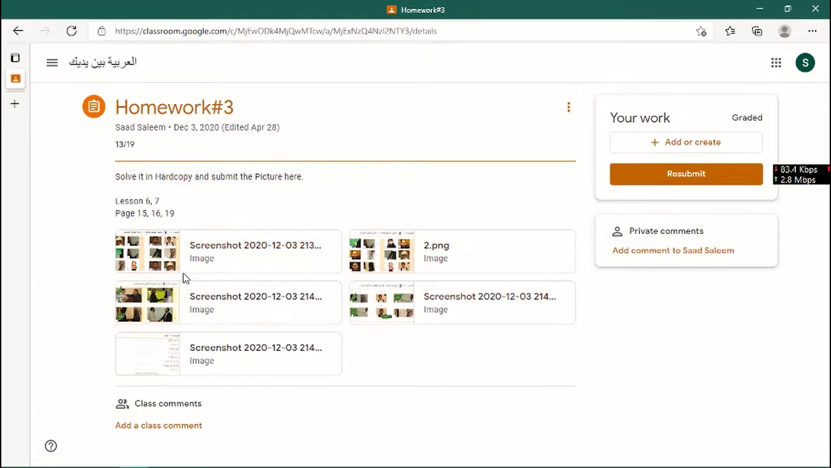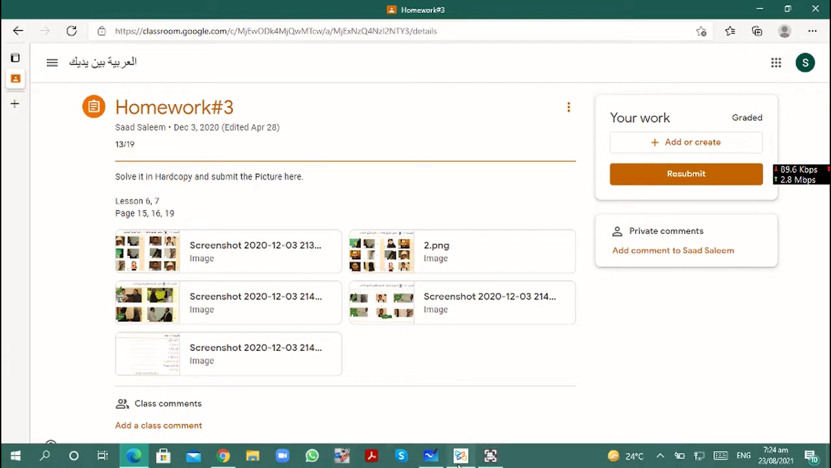So here you will find the video of it. At the moment I have not uploaded the video. At the end of this recording I will upload the video here. So you will find the video here. When you click on it, it will open the video. So you will watch the video and then you will choose the right answer.